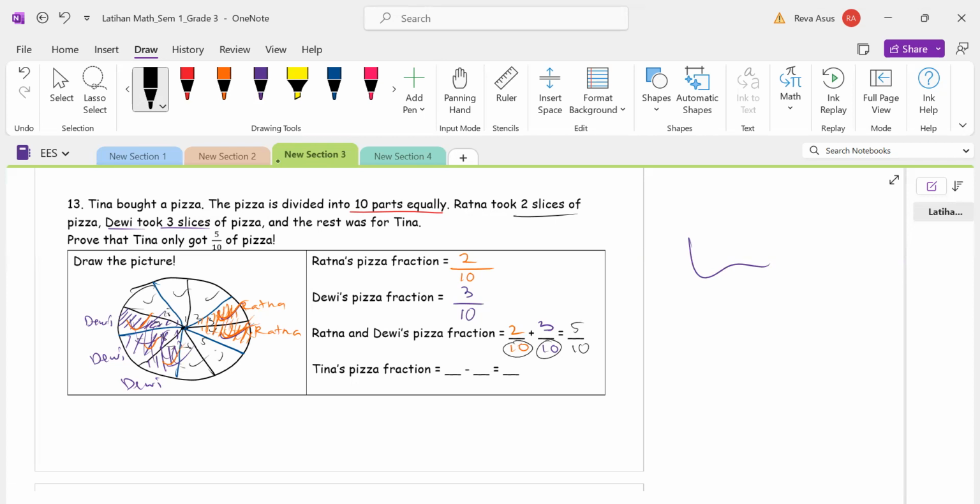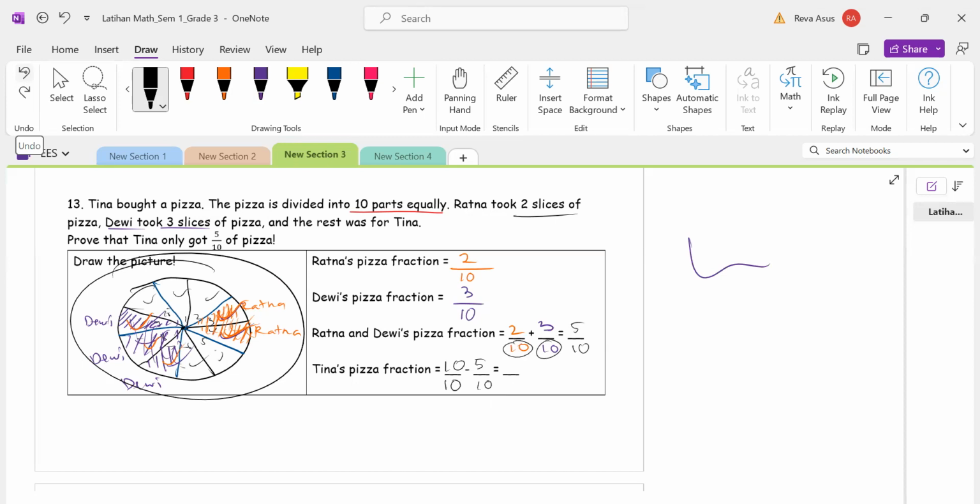What about Tina's pizza fraction? At first, Tina has 10 out of 10, because Tina has the whole pizza at first. Tina has 10 slices out of 10 slices of pizza. And then subtracted by 5 out of 10, which is Ratna and Dewi's pizza. 10 out of 10 minus 5 out of 10. Because the whole pizza that Tina has is taken by Ratna and Dewi's 5 out of 10.